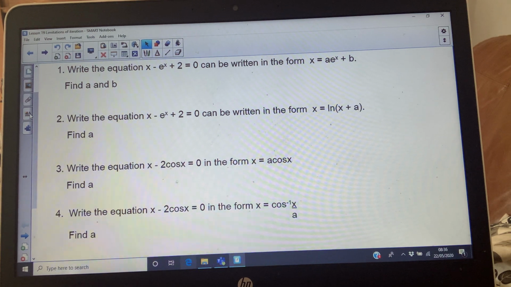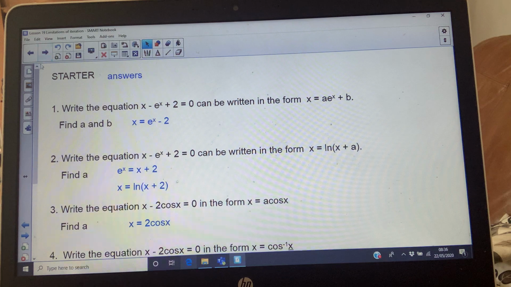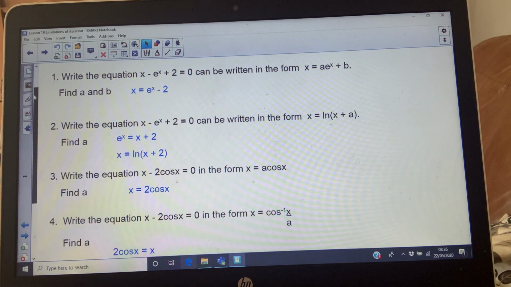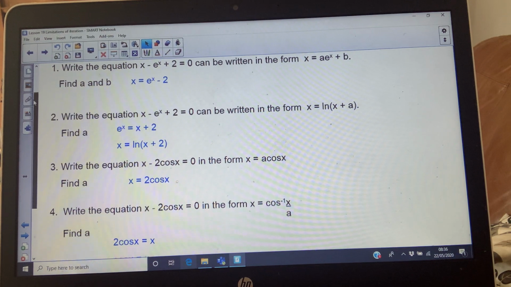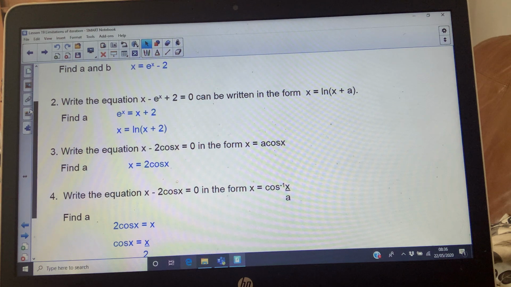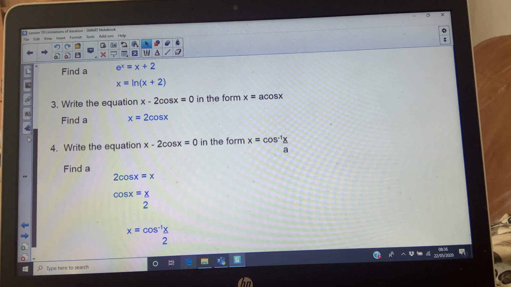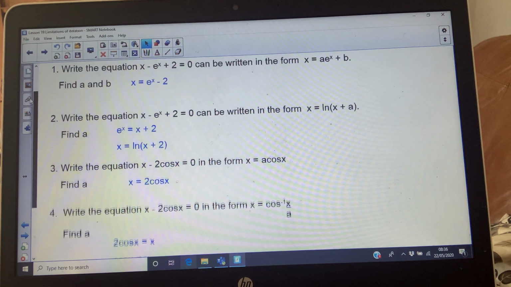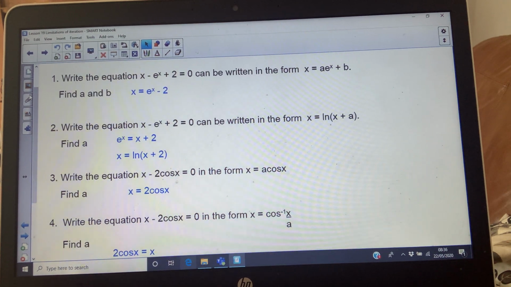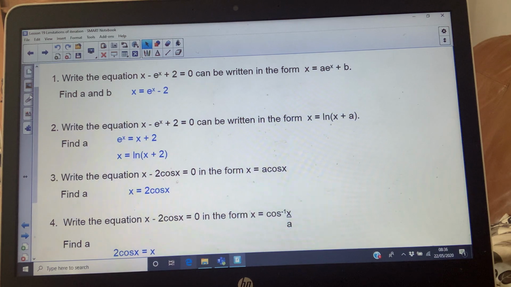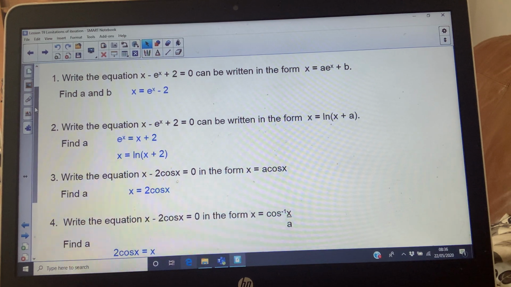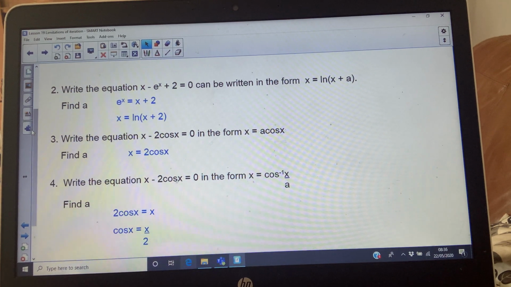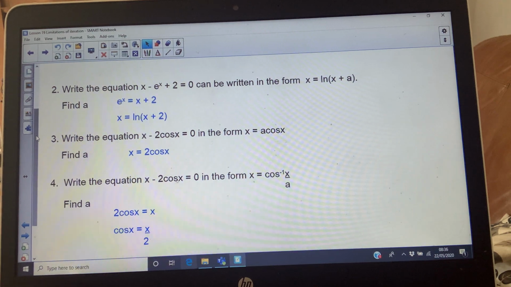Okay, here's your answers to the starter. The answers are in blue. What I was trying to get you to spot here is that there are different rearrangements of the same equation. So there are different ways of getting ready to do an iteration.